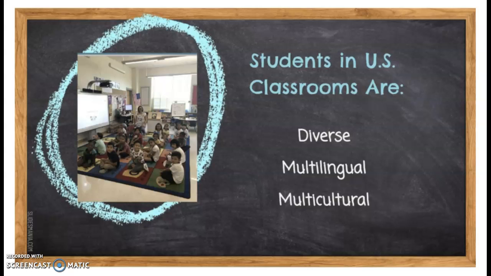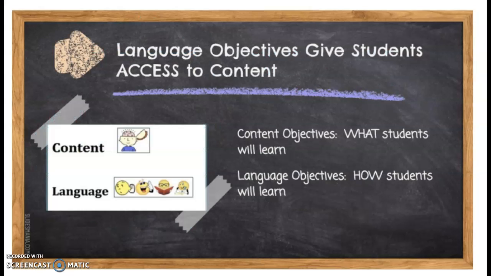The system we work within in the United States public schools was designed through an English-dominant lens, but the students in our classrooms are diverse, multilingual, and multicultural, and we must embrace this. Language objectives give students access to the content. The content objective is what the students will learn, and the language objective is how the students will learn through one of the 4 language domains.